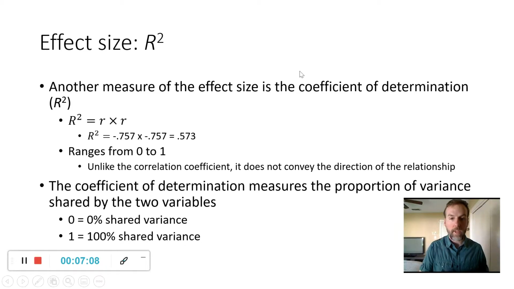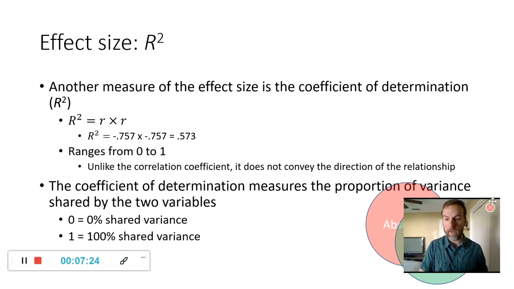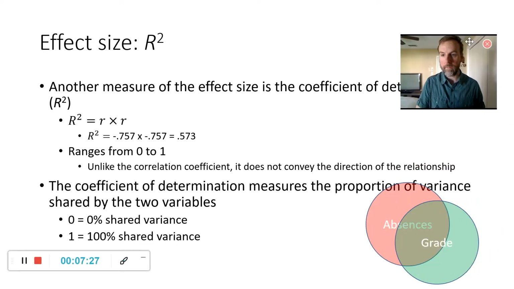In this case, our coefficient of determination was about 0.6. If you multiply that by 100 to get a percentage, that means about 60% of the variance, or 57.3% of the variance, was shared between our two variables. If you think of each of the variances in these variables kind of like a Venn diagram, 60% of that variance overlaps. So there's a high amount of variance that is common to these two variables.